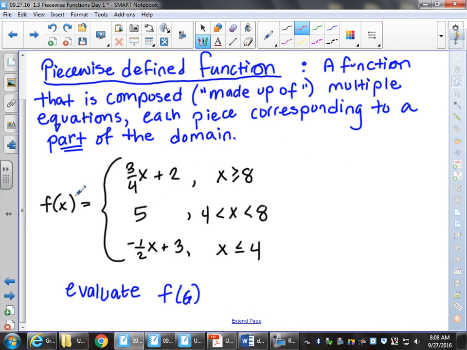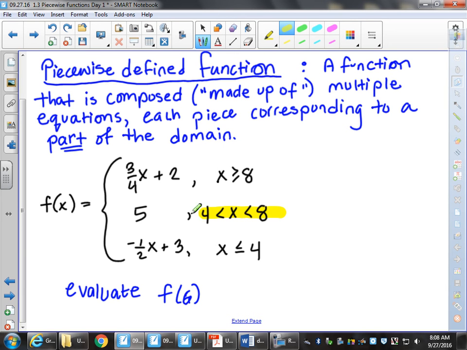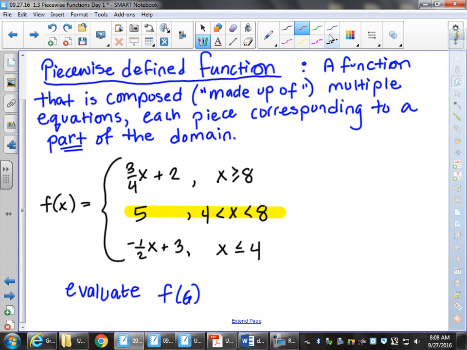f of 6. Where does 6 fall? The first one? Is 6 greater than or equal to 8? Nope. The second one? How do you know? So what's my answer? It's that constant function, right? No matter what x value you go to, you'll be coming up to that horizontal line. Very good.